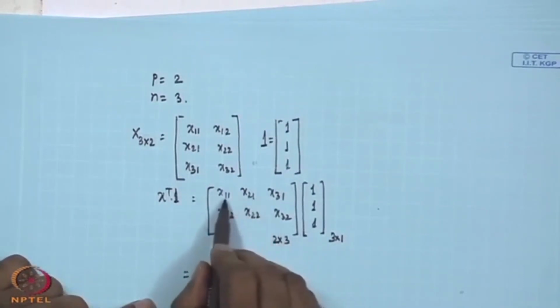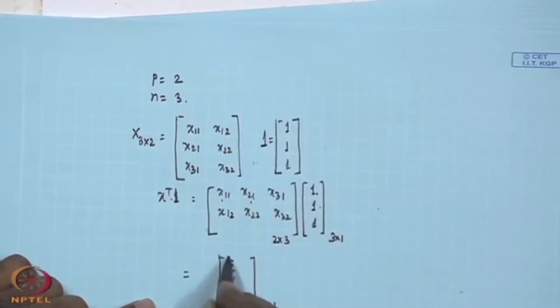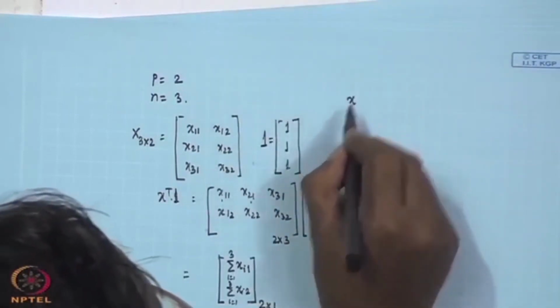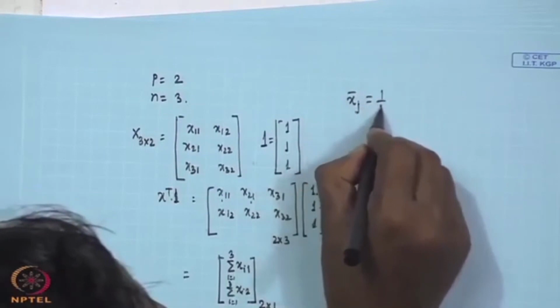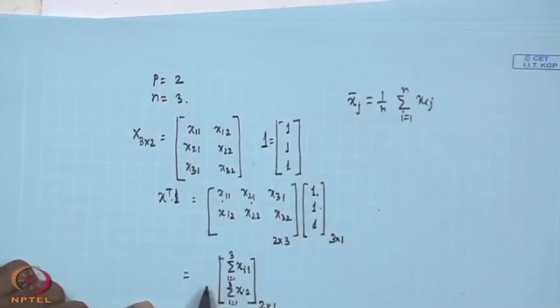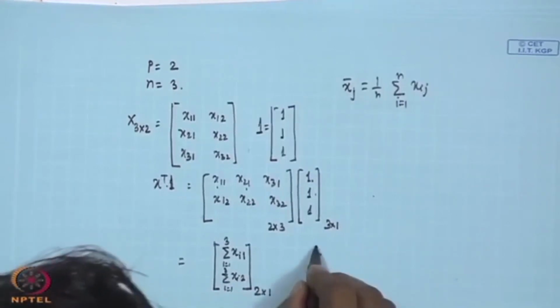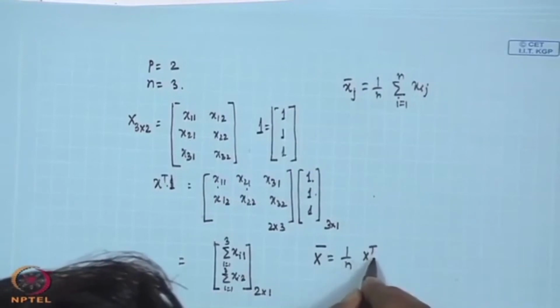So, from the matrix multiplication point of view, x 1 1 into 1 plus x 2 1 into 1, and so on. That is sum over i equal to 1 to 3 of x i 1. Second one will be sum over i equal to 1 to 3 of x i 2. Now, we have seen earlier that x j bar is 1 by n, sum over i equal to 1 to n of x i j. So, if I divide these resultant things by n, I will get the mean vector. That means I can write x bar is 1 by n x transpose 1.